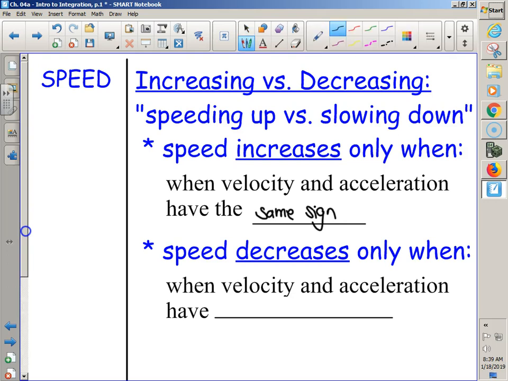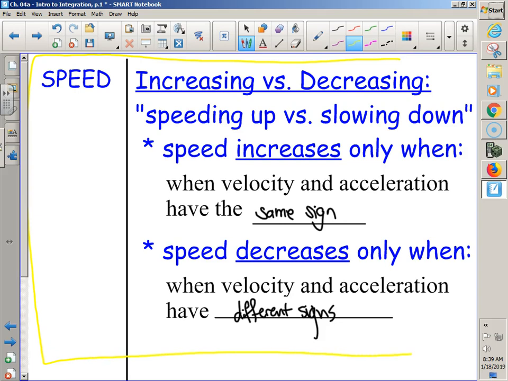Speed's going to decrease, you're going to be slowing down when you have different signs for velocity and acceleration. Might seem like it shouldn't be that big a deal. Like, okay, same signs, different signs. What's the big deal? Why is this so confusing? Well, I just mentioned the fact that we're going to have to do 2 sign charts.